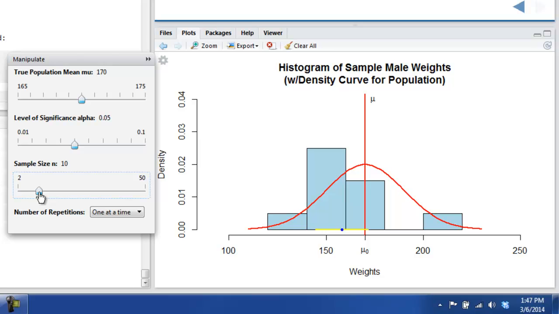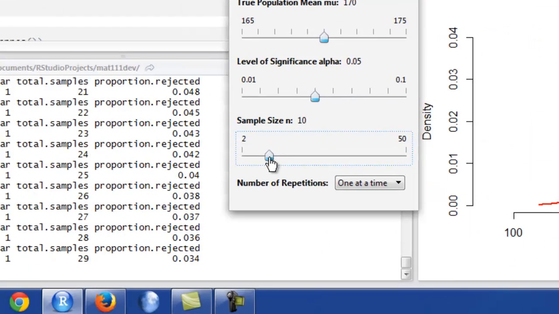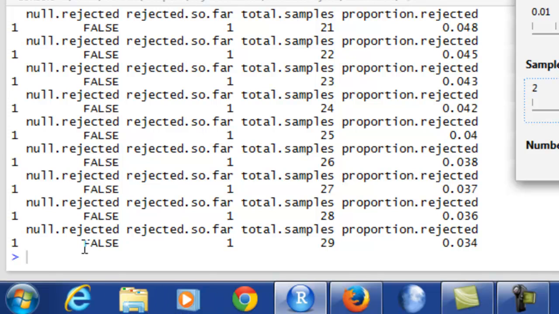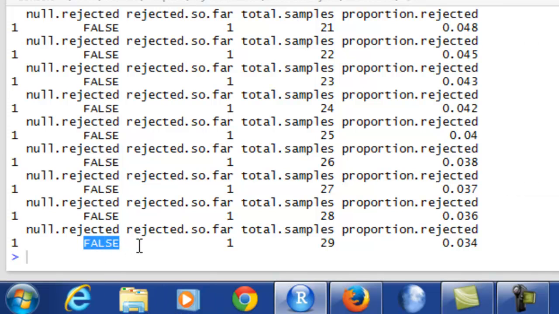We've done this a few times. Let's check down in the console to see how things are going. So in our last sample, we got a p-value bigger than 0.05, and we did not reject the null. We've done 29 samples total so far, and rejected the null only once in those 29 times. And so the percentage of times that we've committed a type 1 error, falsely rejecting the null, is 3.4%.